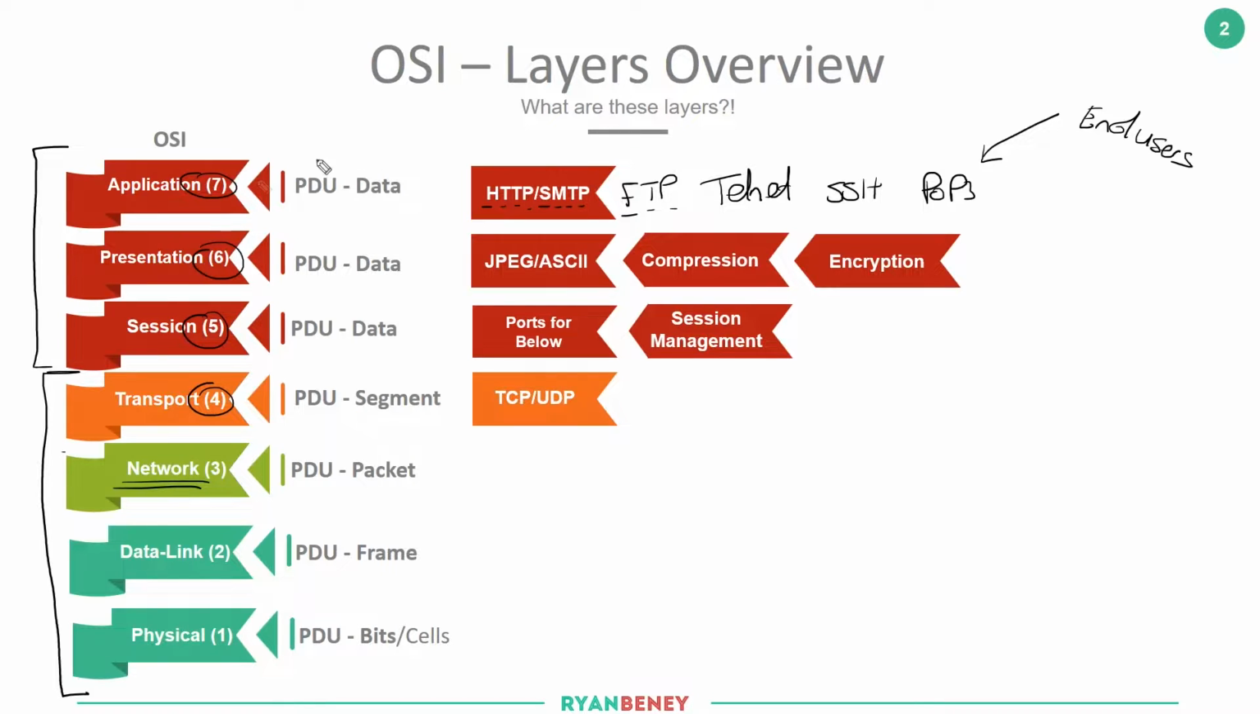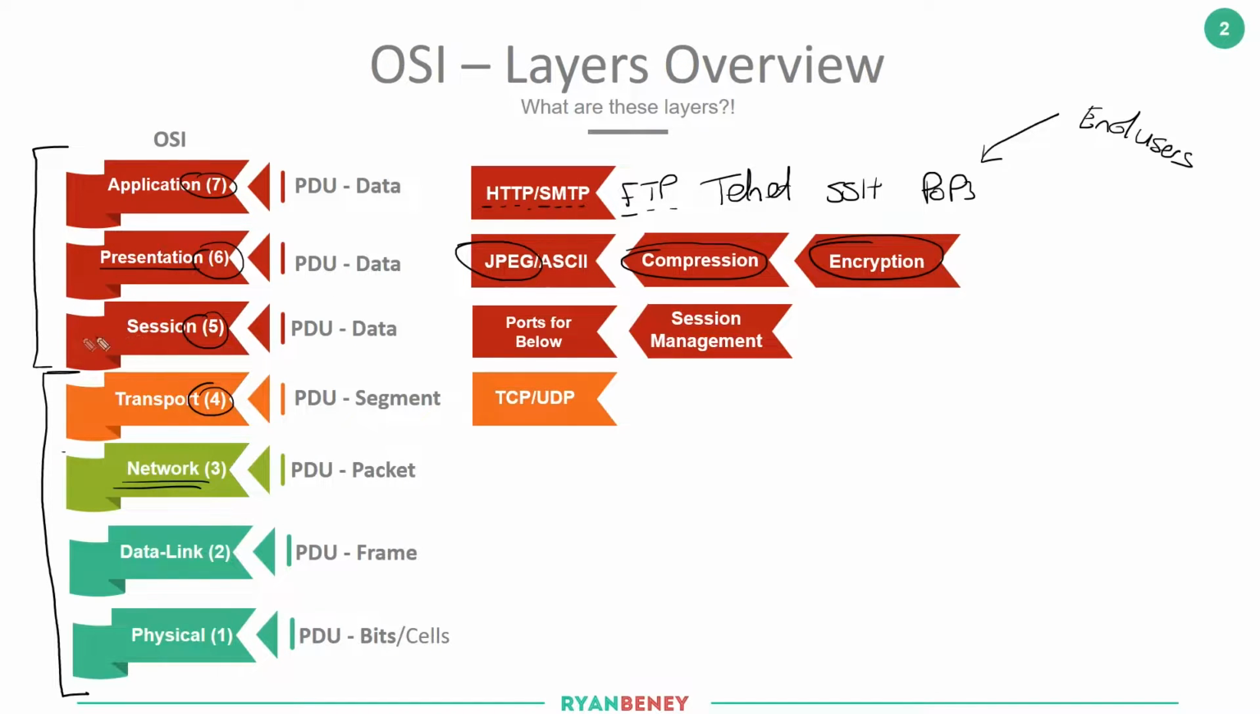Depending on what application they're using and how that application should be presented, maybe, for example, it has JPEG, so it has a bunch of pictures. Maybe it needs to be compressed to save on overhead as it passes across the network, or maybe it needs to be encrypted because it's some important file. However, that information needs to be presented. That's done by the presentation layer.